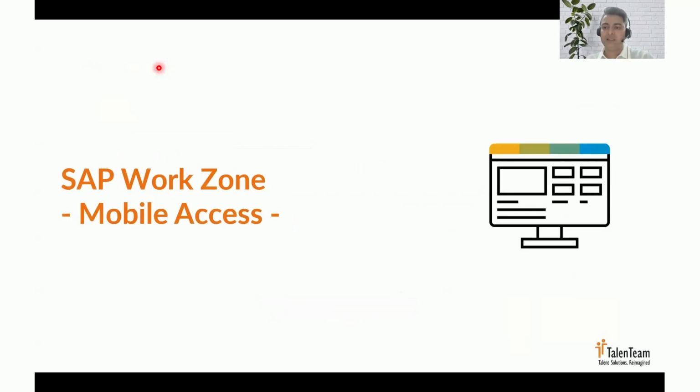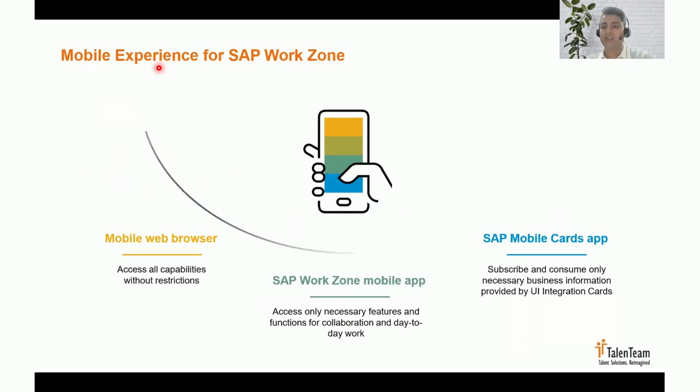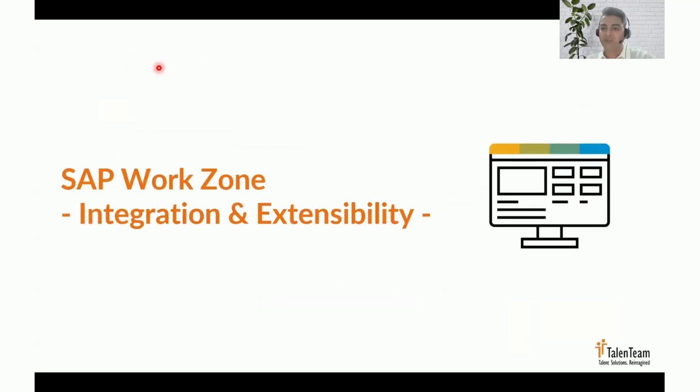Like we were talking earlier, a lot of employees access the system through a handheld device, which can be a mobile phone. SAP WorkZone has a dedicated app in the App Store which can be downloaded by an employee, through which they can consume the same content that is available on the web through their mobile phones as well.